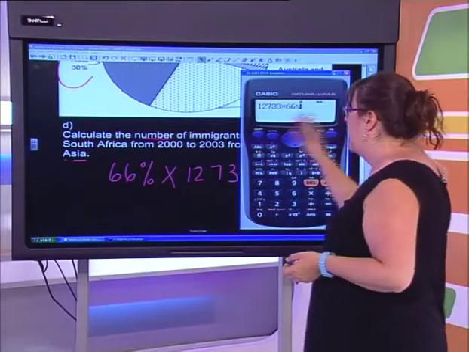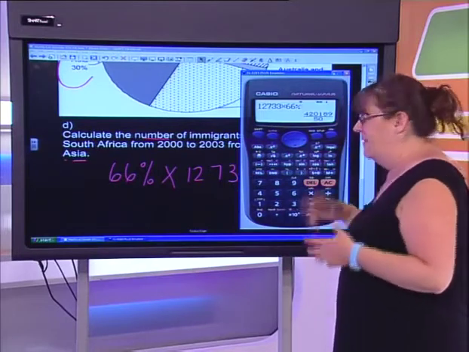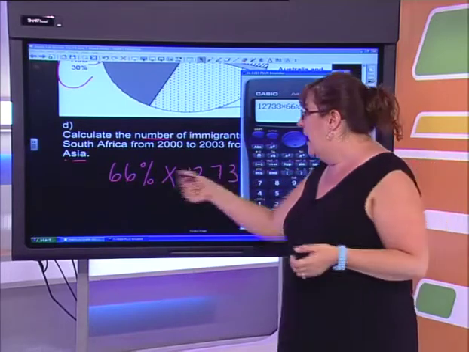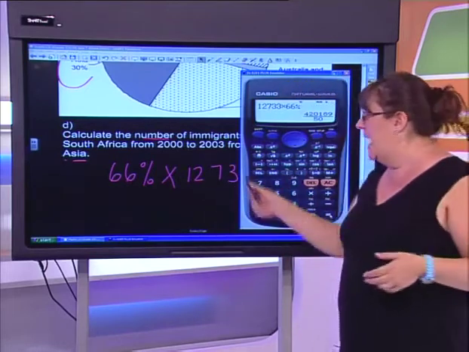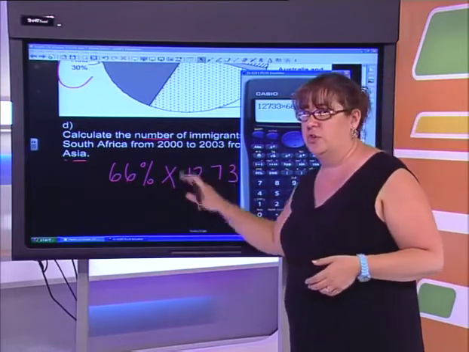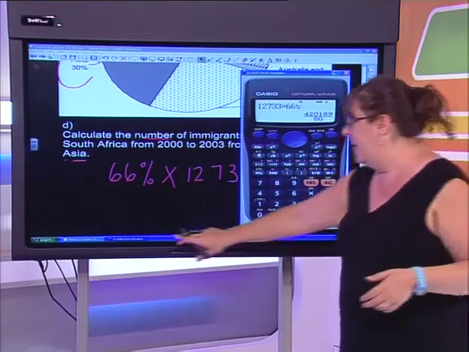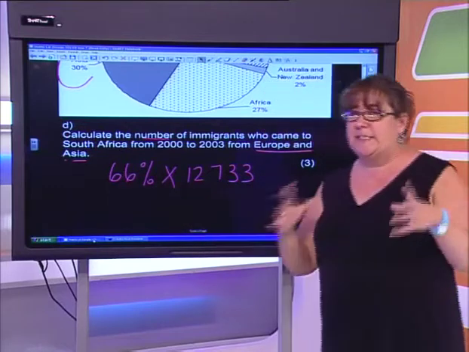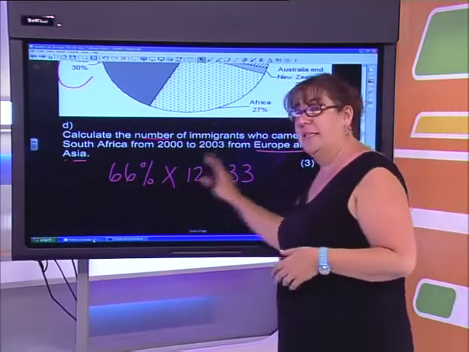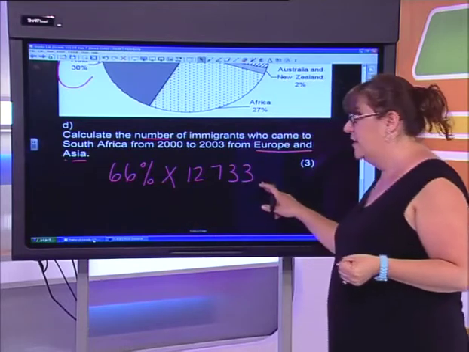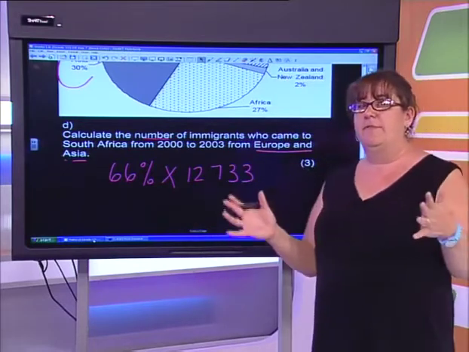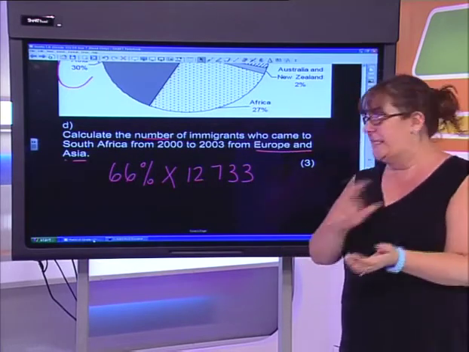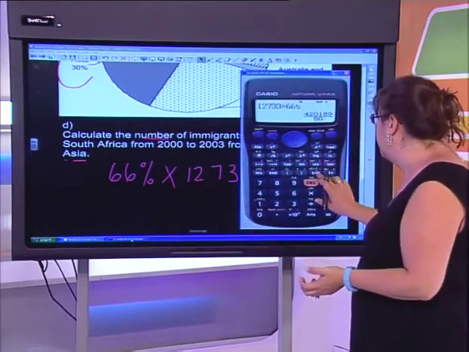So I'm going to take that and let's calculate that. Before I actually convert that into a number, what are we expecting? As a rough estimate, I'm expecting about 2/3 of that. If I do a rough estimate, 66% is about 2/3, and I'm expecting about 2/3 of 12,700. So 12,000 is quite easy for me to work out. 2/3 is about 8,000. That's roughly what I'm looking at. So I have some idea of what my answer should be.